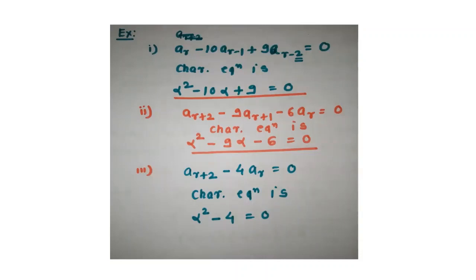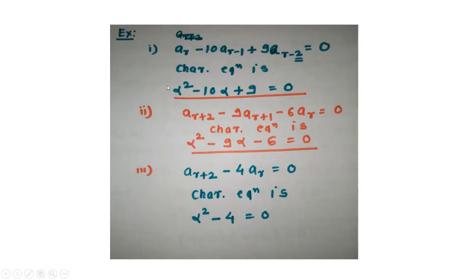So a_r minus 10 a_(r minus 1) plus 9 a_(r minus 2) equal to 0. So this is your homogeneous recurrence relation, that is f of r, the right hand side, equal to 0. So here the highest degree is 2. What are the constants? Here the constant is 1, here 10, here 9. So the value of k is 2.